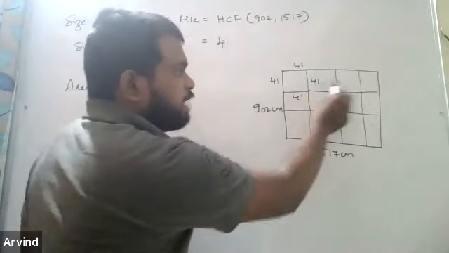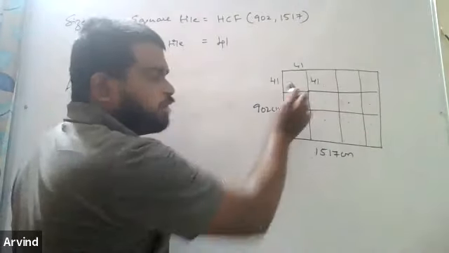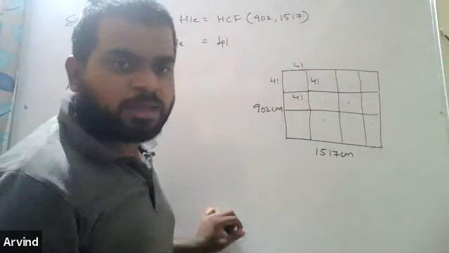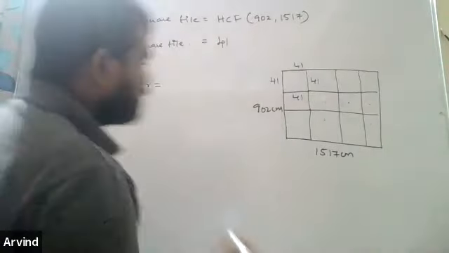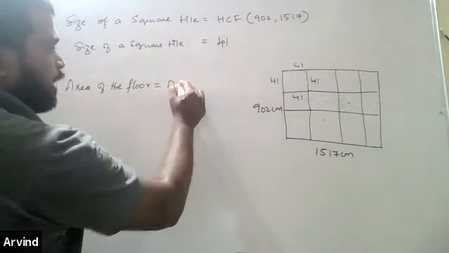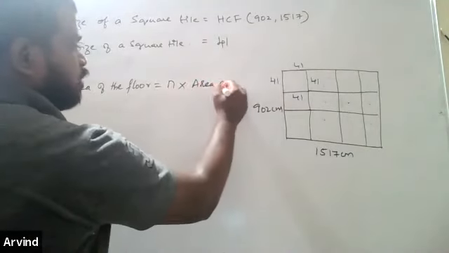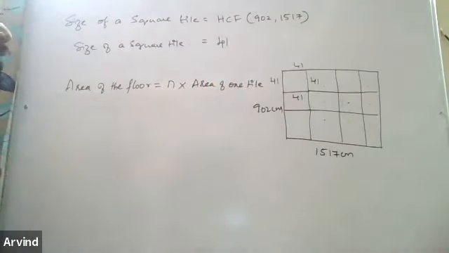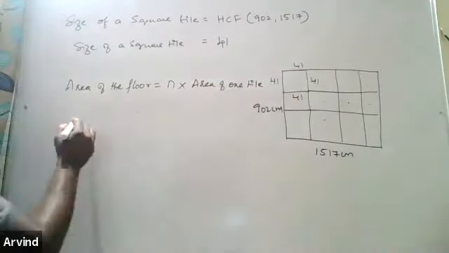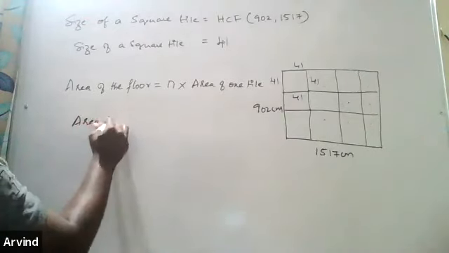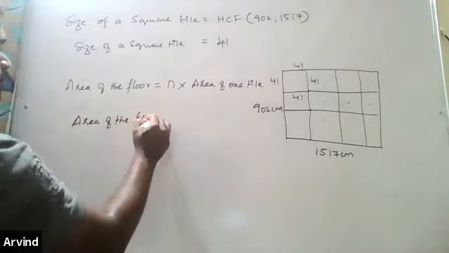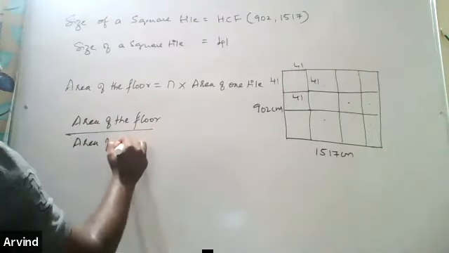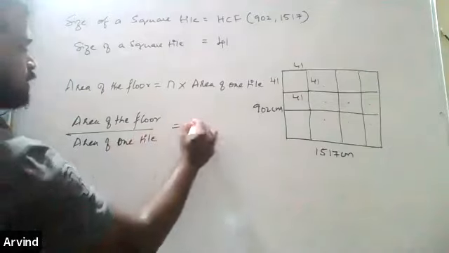But all tiles are the same, identical. So find the area of just one tile and multiply by the total number, and you will get the total area. I don't know how many tiles there are, so I take it as n, multiplied by the area of one tile. Basically what you want is n, so take it to this side. So the area of the floor divided by the area of one tile is the number of tiles.